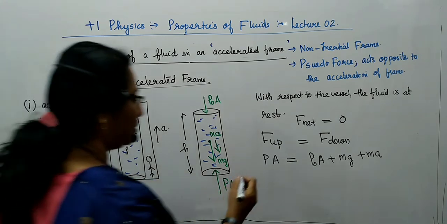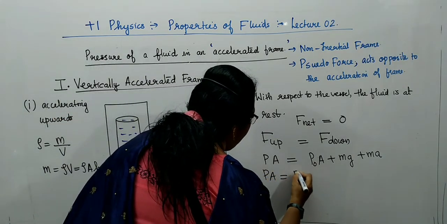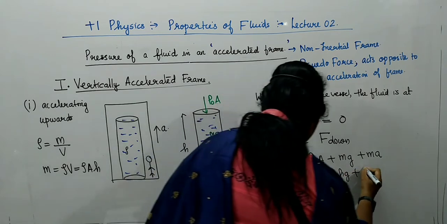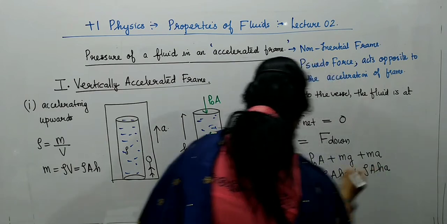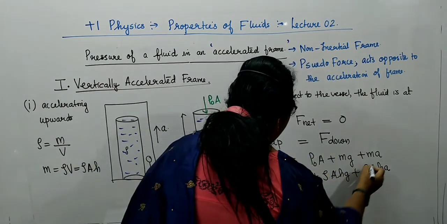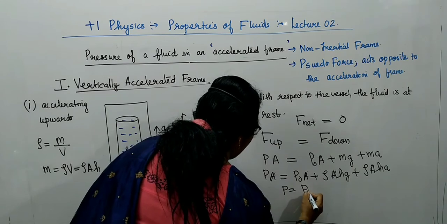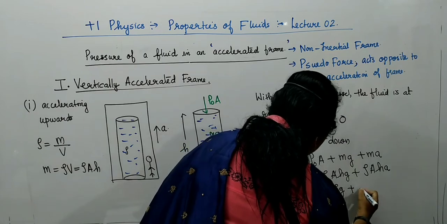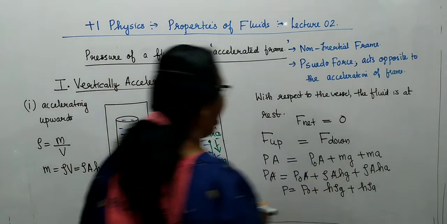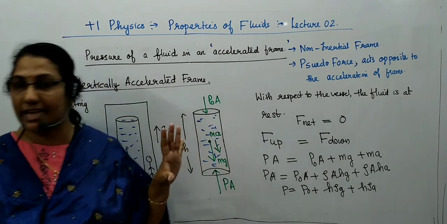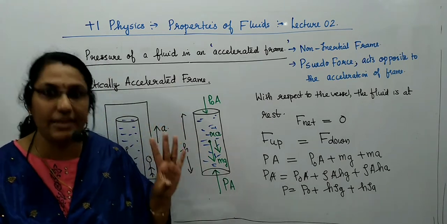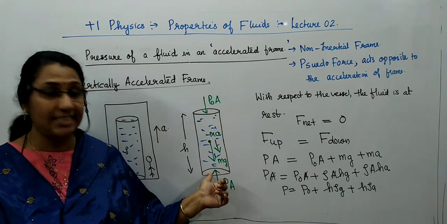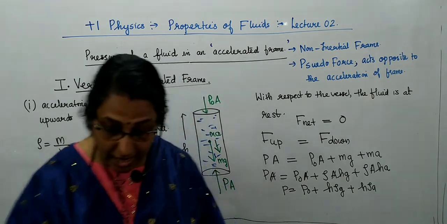So now PA is equal to P0A plus density into volume into g plus density into volume into a. Cancelling A, we write P is equal to P0 plus H rho g, that we have studied yesterday, and this is H rho a. That is, if the lift was at rest, the lower end has a pressure which is equal to P0 plus H rho g.